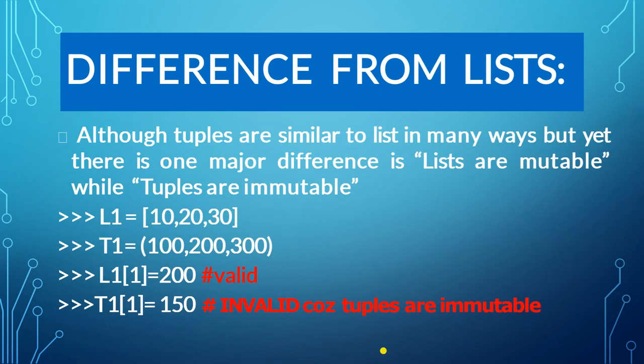Now, the difference from list. There is only one major difference, that lists are mutable and tuples are immutable. You cannot change the value of tuples, but you can change the value of a list.